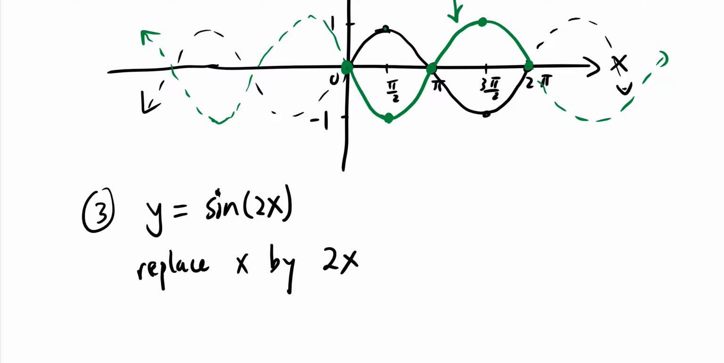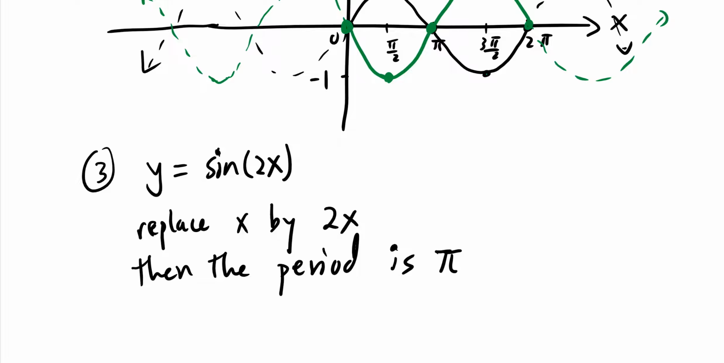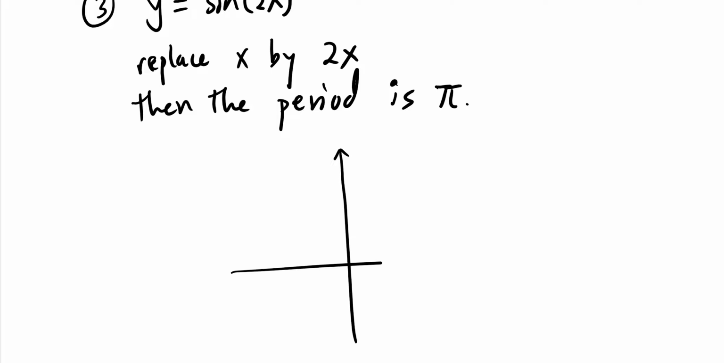And what that does is it divides the period in half. So instead, the period becomes pi, not 2 pi anymore. And I'll give you a formula how to find that out in a minute. So now I'm going to graph it over 0 to pi. So I'm going to assume the pi is here.